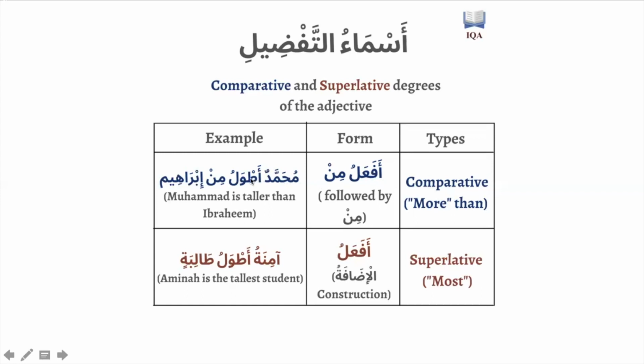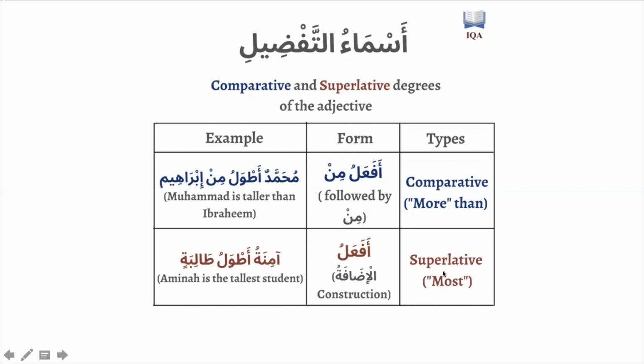So محمد أطول من إبراهيم. Muhammad is taller than Ibrahim. Or I can say محمد أجمل من إبراهيم. Muhammad is prettier, or if you will, more handsome than Ibrahim. And the list goes on. Or محمد أحسن من إبراهيم. Muhammad is better than Ibrahim. Or محمد أكبر من إبراهيم. Muhammad is bigger or older than Ibrahim. So all of these words, what I'm doing with them is that I'm putting them on the pattern of أفعل, then I'm making it follow by min to make the comparative degree.